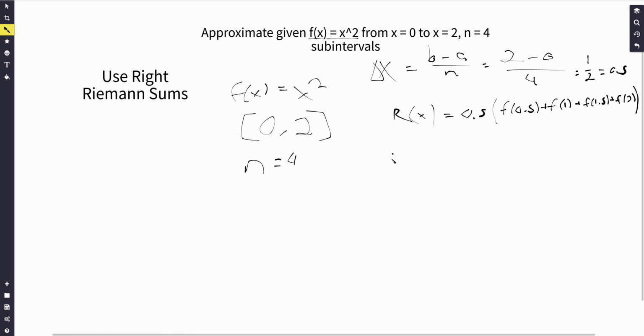So just doing these calculations again, r of x is equal to, I did these calculations beforehand, 0.5 times 7.5, and that would give you an answer of 3.75 units squared. Okay, moving on to our final example of midpoint sums.